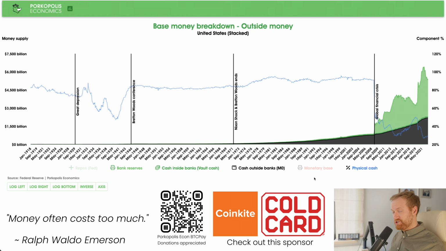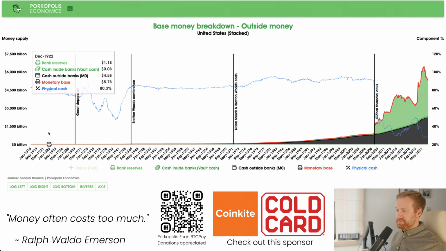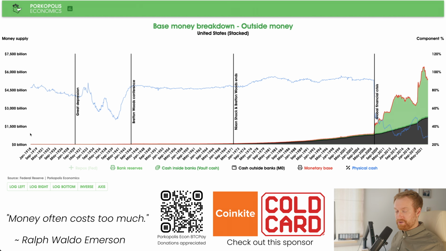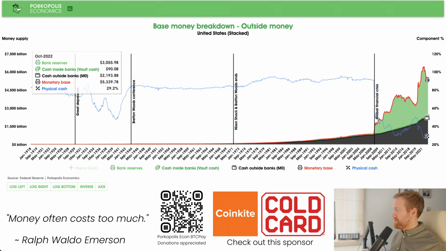Let's draw a red line to show the total official monetary base. There it is. Very, very small monetary base, $4.9 billion back in January 1918. Now, after all the QE, after all the COVID stimulus, after everything that has happened that is not, quote, normal banking since 2008, $5.4 trillion.